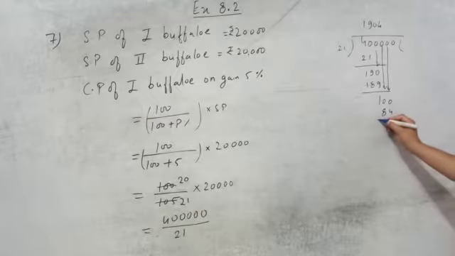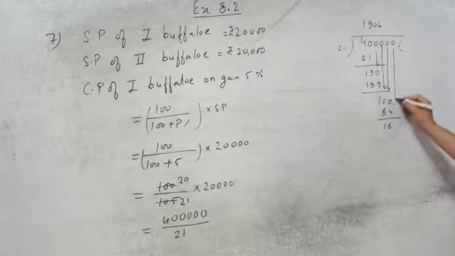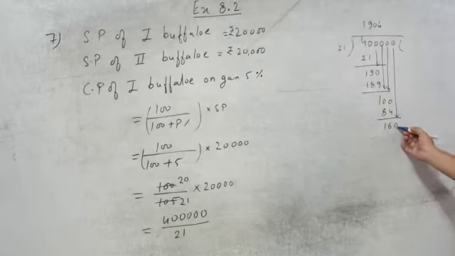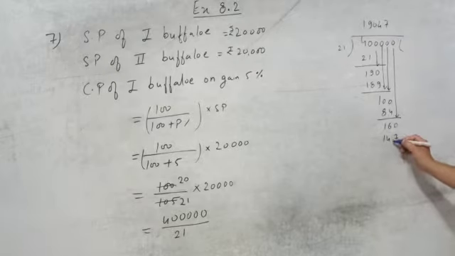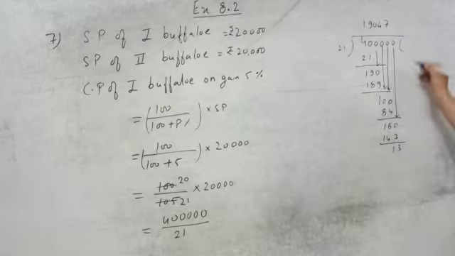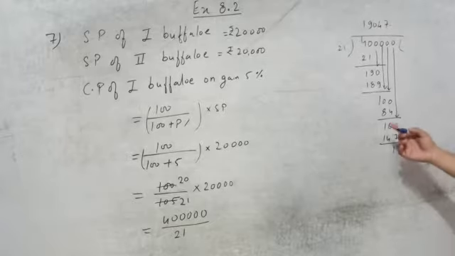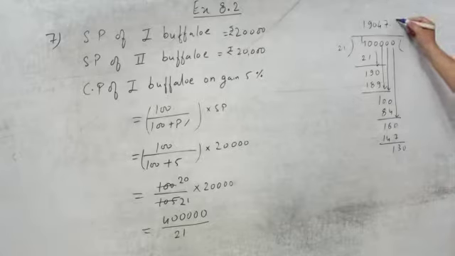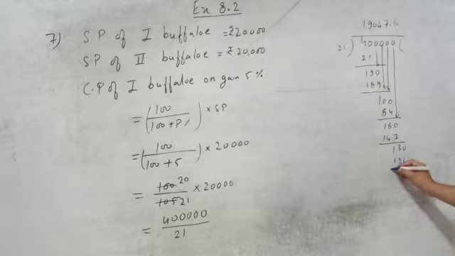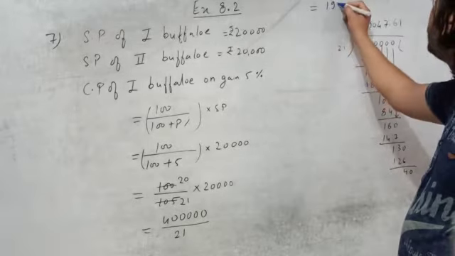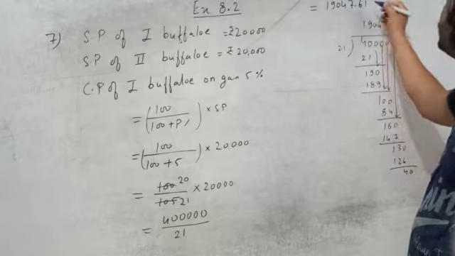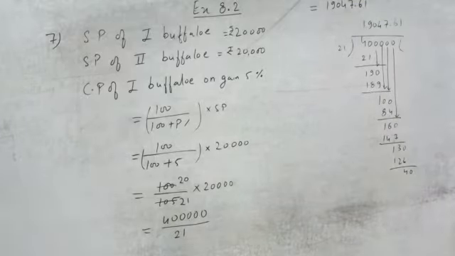So how much will it come? 84, 16. Then you will take another 0. So 160. It will go how many times? 7 times, so 147. We subtract, 13. Decimal we have taken, 10. We will divide now with the 21. How many times? 130, 6 times, 126, 4 0, 1 time. So the answer came: 19047.61. So this is the cost price of the first buffalo.